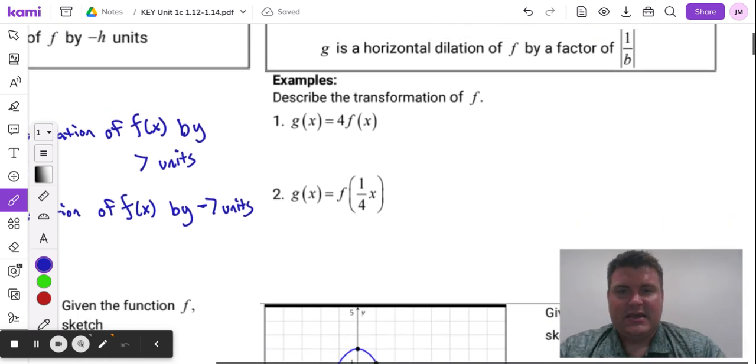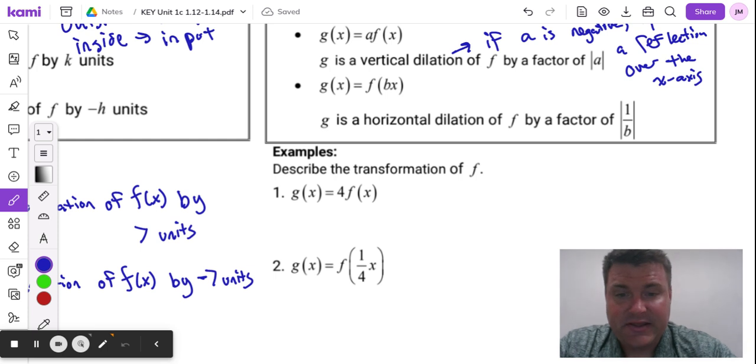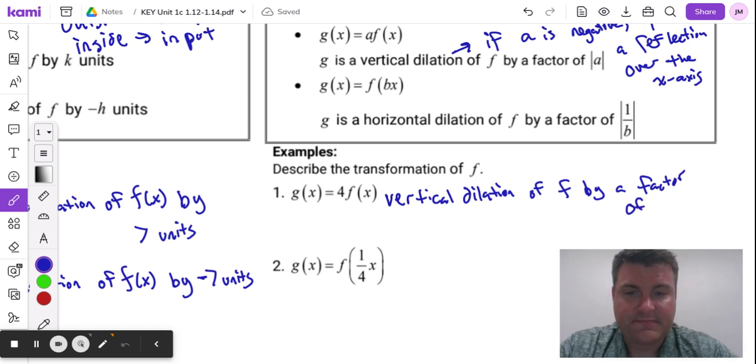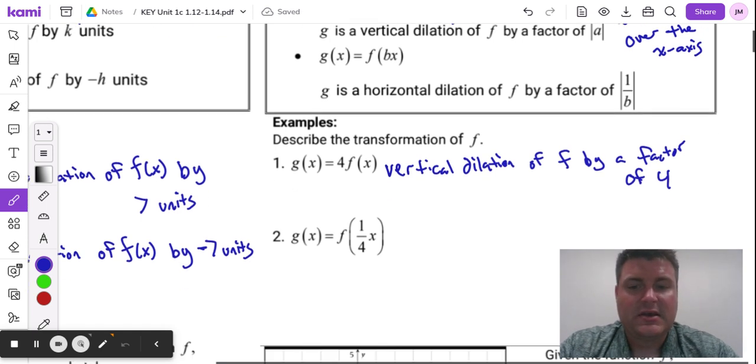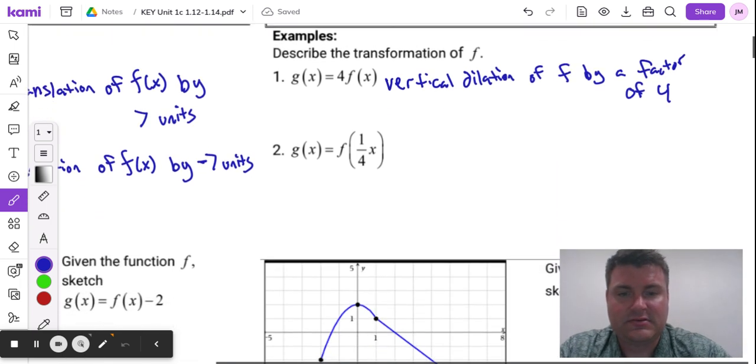Okay. So this one, we're just going to copy it down. This is a vertical dilation of f by a factor of positive 4. So I'll just write 4. Okay. And then for 2, it's on the inside, input. It's a horizontal dilation.